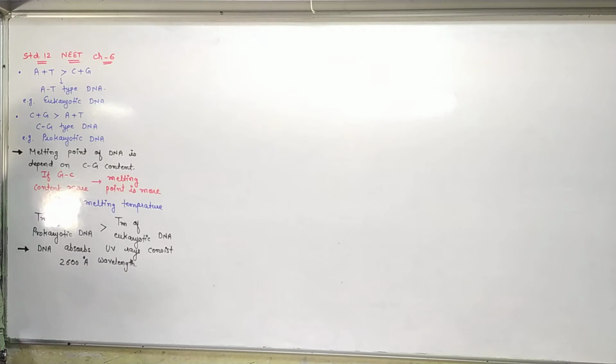And UV rays are absorbed by the skin, so more chances of the skin cancer. That is melanoma. And we have less melting point because we consist AT ratio more. That's why at high temperature DNA is mutated. Okay.